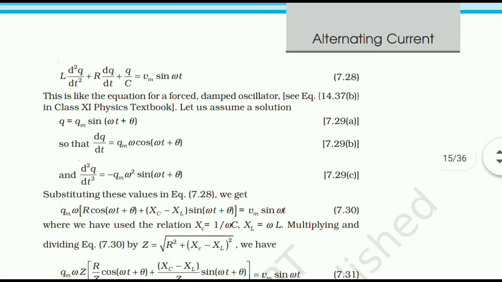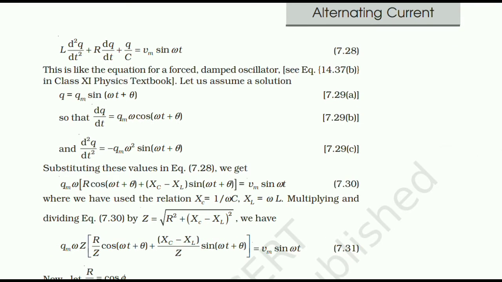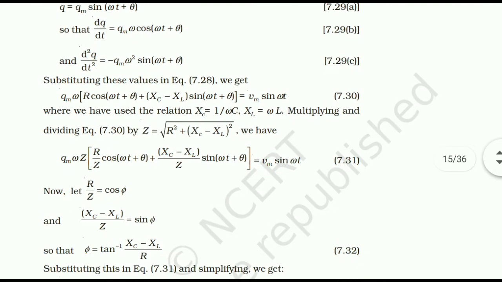Let us assume a solution q equals qm sin(omega t plus theta), so that dq/dt is equal to qm omega cos(omega t plus theta). Substituting the values, we get qm omega [R cos(omega t plus theta) plus (Xc minus XL) sin(omega t plus theta)] is equal to Vm sin omega t, where we have used the relations Xc equals 1/omega C and XL equals omega L. Multiplying and dividing by Z equals under root R squared plus (Xc minus XL) whole squared, we have qm omega Z [R/Z cos(omega t plus theta) plus (Xc minus XL)/Z sin(omega t plus theta)] equals Vm sin omega t.